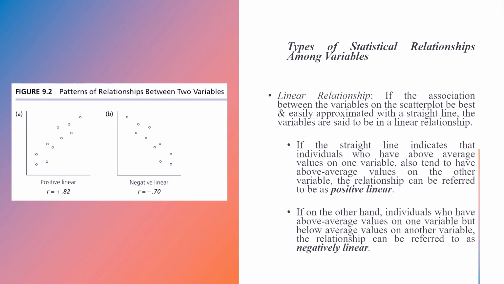What more? Sometimes the straight line indicates that individuals who have above average values on one variable, say optimism, also have above average values on the other variable, say following healthy habits, and both are increasing in the same direction. That is what we call a positively linear relationship. You can look at this graph here. This represents a positively linear relationship. On the other hand, in some cases individuals who have above average values on one variable have below average values on another variable, and then the relationship is defined as negatively linear.